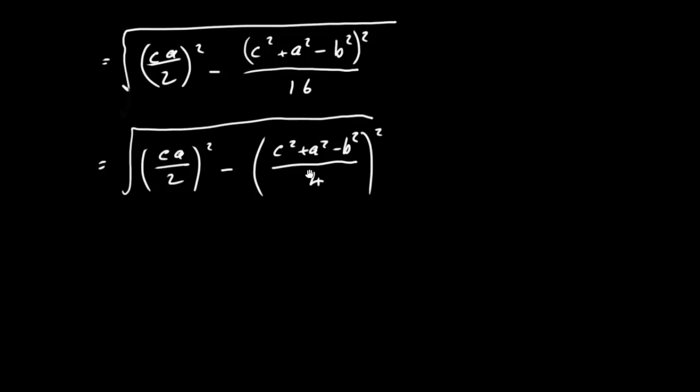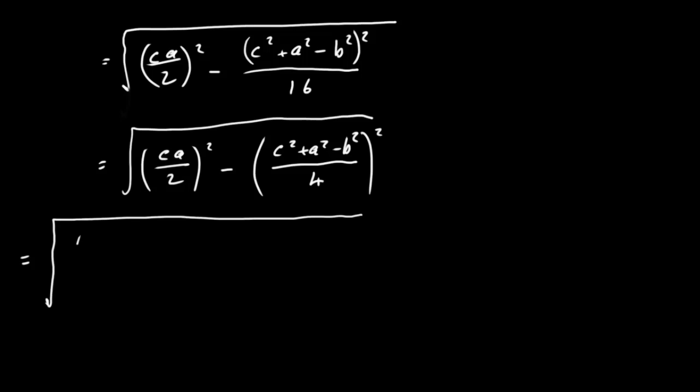Square the bottom, you'll end up with 4 squared, which is 16. So you can see here what we've ended up with is the square root of the difference of two squares. And if you remember, the difference of two squares is just the first term plus the second term, times the first term minus the second term. So that's what I'm going to do now.